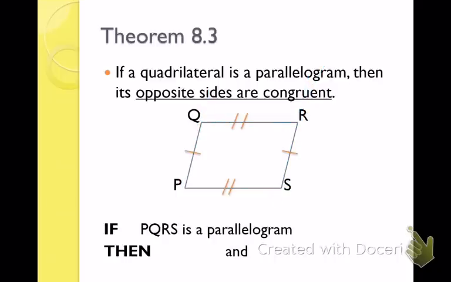So what we get to here is theorem 8.3, which says that the opposite sides are congruent. Okay? So in a parallelogram, if we know that a quadrilateral is a parallelogram, then we know that the opposite sides are congruent. Right? No problem.